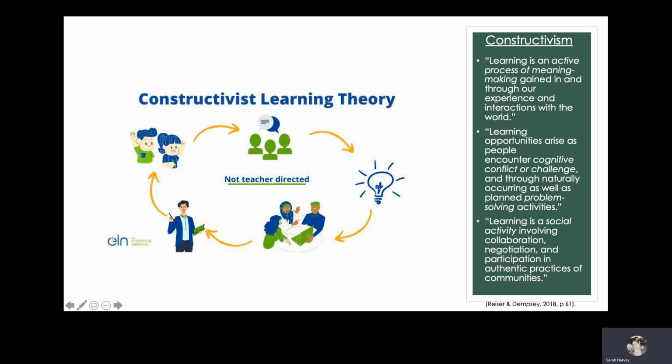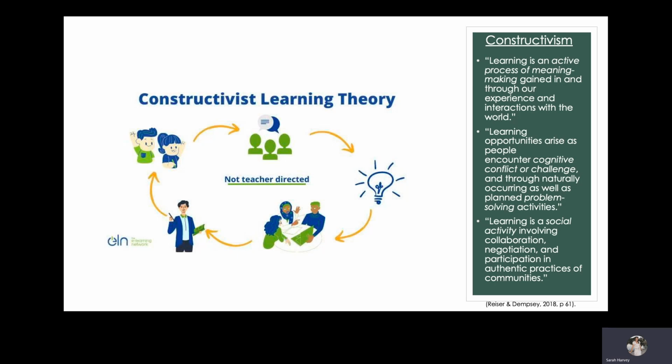We then move into constructivism. So for constructivism, there are three specific learning achievements or learning targets that are discussed in Reaser and Dempsey 2018. Learning is an active process of meaning making gained in and through our experience and interactions with the world. And that is where we see that connection between constructivism and active learning.